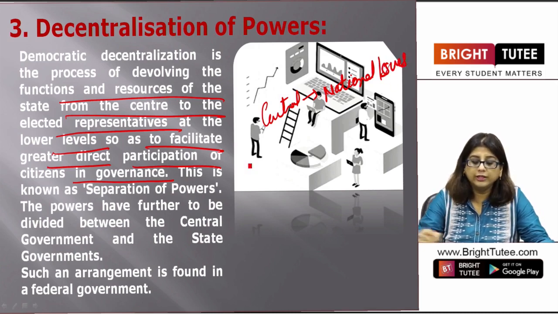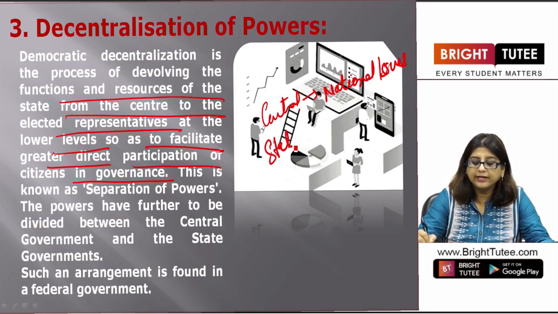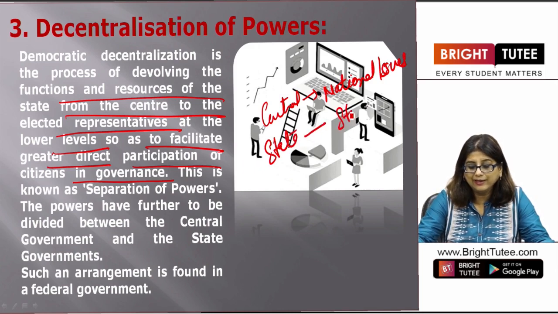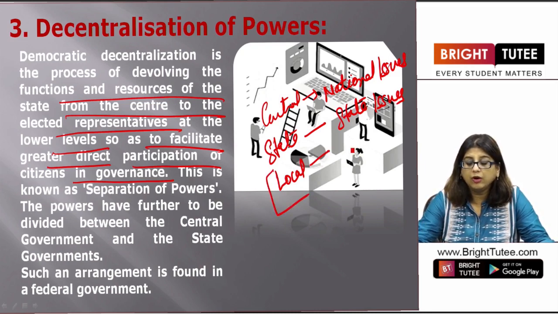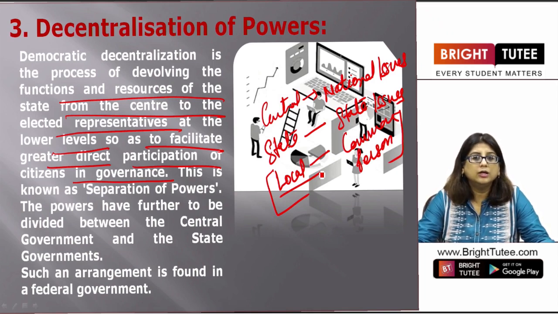And they have to solve all these problems. Then if we talk about state, particularly state level issues are solved by them. And the local people, local government, this is the local level. This is the most important level because the problems of a common person could be more properly solved by the local government because they live much nearer to them.